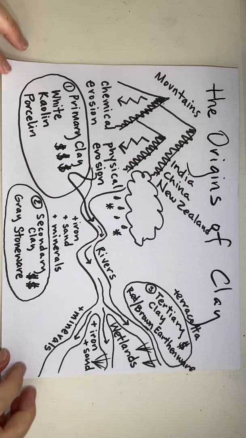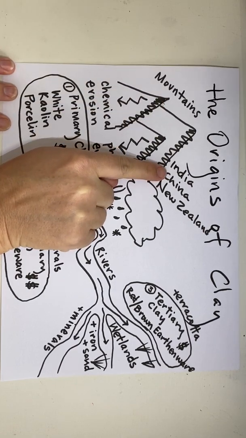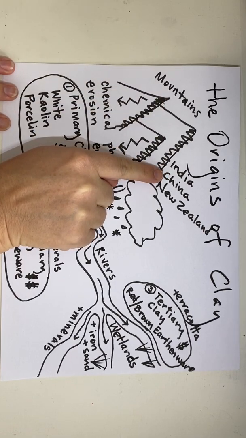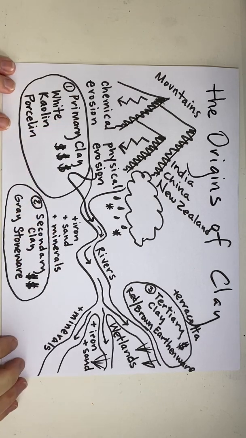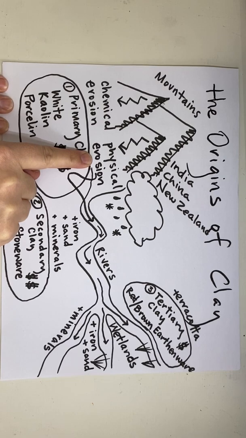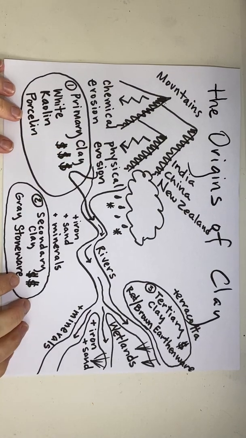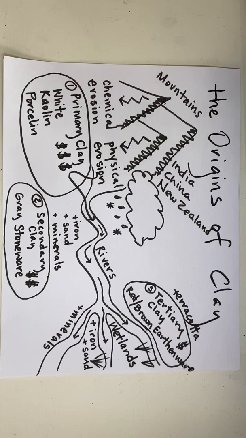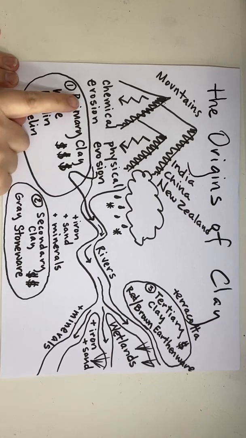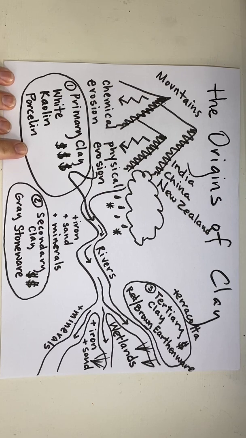So we start in the mountains, big time mountain ranges, not just the little hills we have here. Things that happen are chemical erosion and physical erosion, where different materials are coming in contact with each other, either based on what they're made up of chemically, or how they're physically interacting with each other. That breakdown happens, and at the bottom of the mountains we get our primary clay.